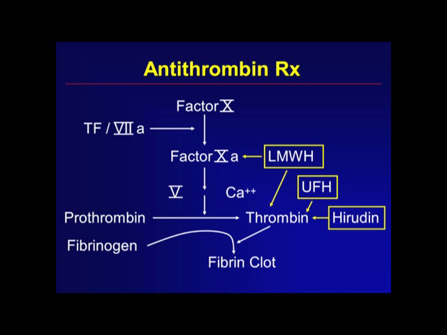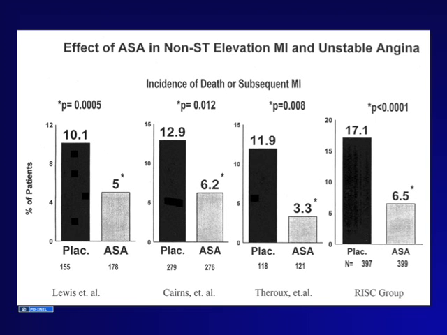The point is that when we attack platelets and thrombin, we're hitting different aspects of a clotting cascade, trying to get the vessel to be less filled with clot. Aspirin. Now, this is amazing. This is a study of non-ST elevation MI and unstable angina, and this looks at the incidence of death or subsequent heart attack. And look at how big the benefit is of aspirin, placebo versus aspirin. Amazing, 50% risk reduction by giving aspirin.